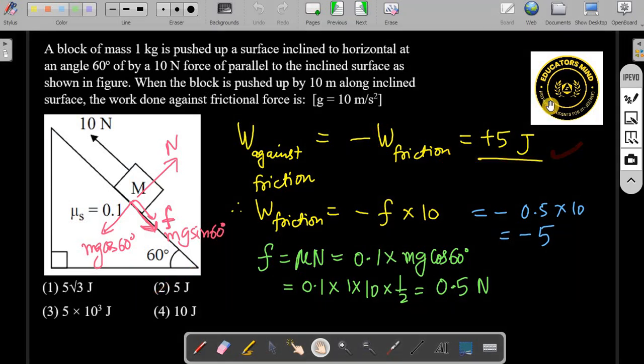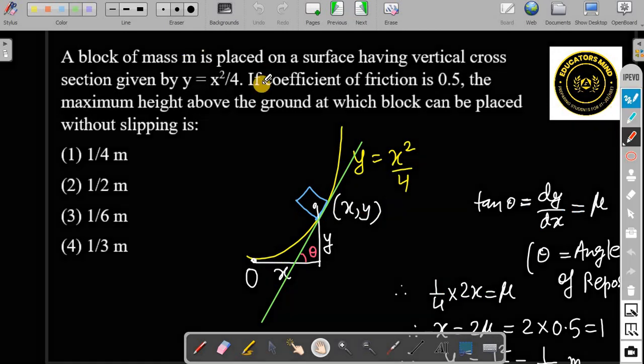Then let's go to the next. Next question is saying that a block of mass m is placed. See, this type of questions in JEE Main have already come in previous years. Okay, these have been repeated questions. Nowadays they are repeating many questions. Having vertical cross section, this is the cross section, and coefficient of friction is 0.5 on this surface.